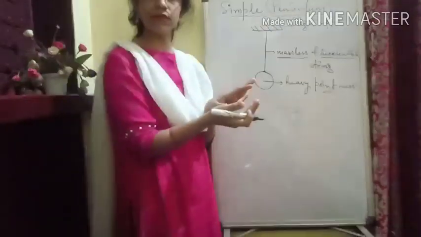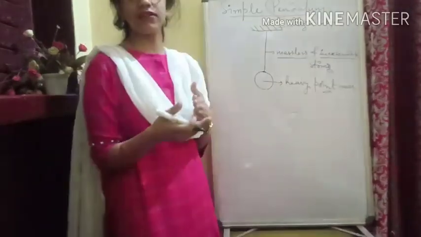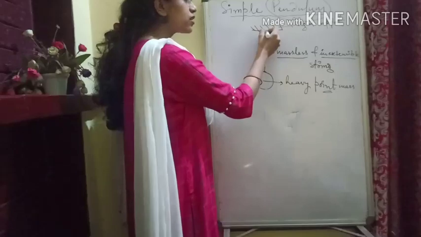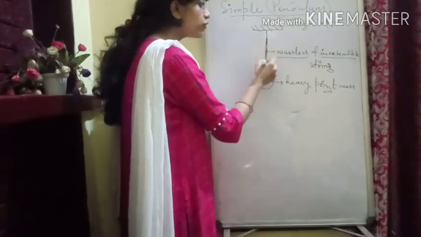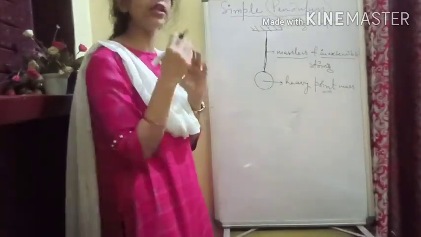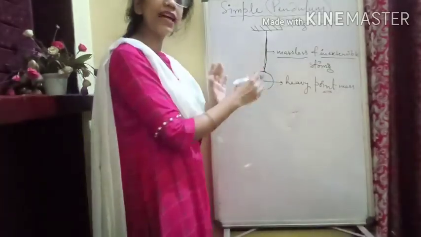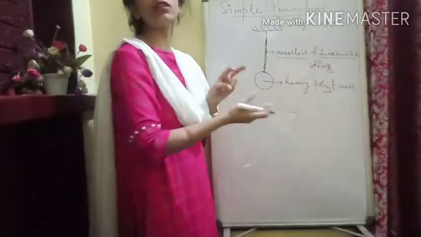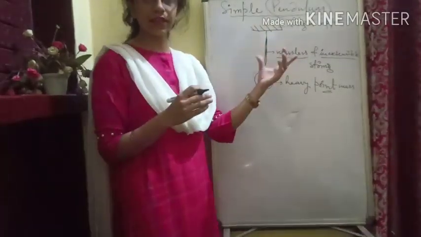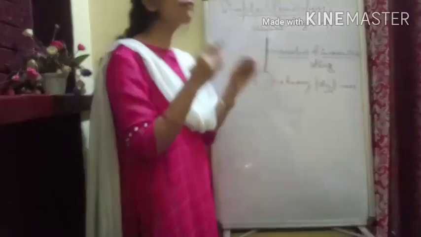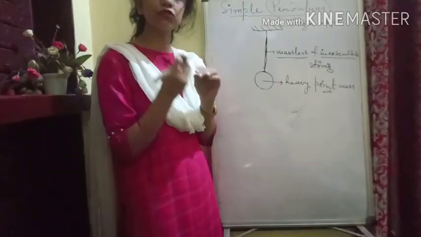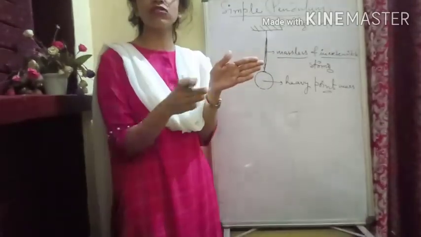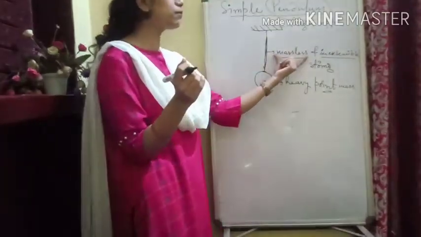Of course it will have some mass, because we cannot take something which has no mass, but here we are taking a string which is massless. We are calling it massless because the mass of the string is very small in comparison to the bob, and that's why we can easily neglect the mass of the string. Is it clear?